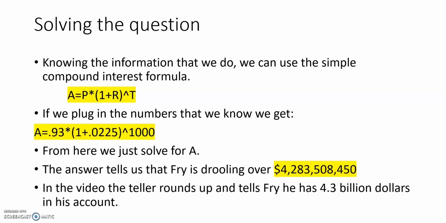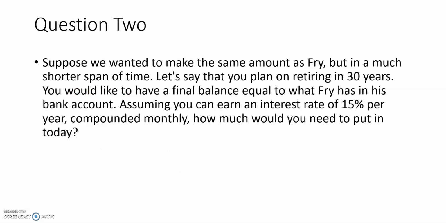That's what I did for questions 2 and 3, just to make the math a little bit easier. Dealing with these high numbers, the rounding is not as big of a deal. So that's going to bring us on to question 2. Suppose we wanted to make the same amount as Fry, but in a much shorter span of time. So let's say that you plan on retiring in 30 years, and you would like to have a final balance equal to what Fry has in his bank account.